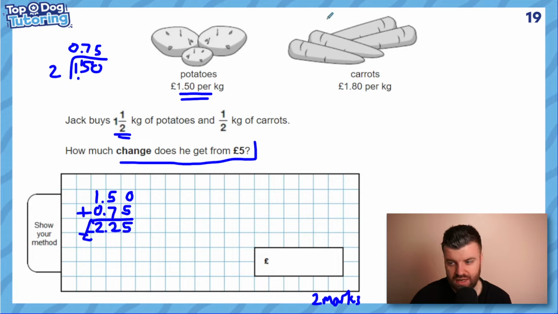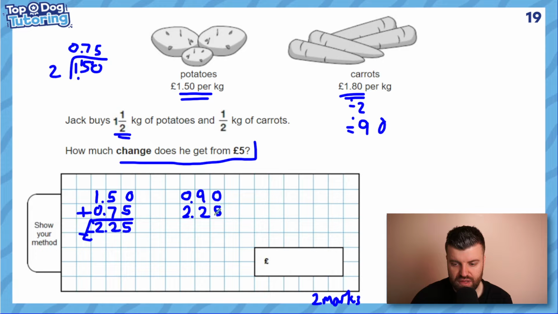Well, we didn't. Jack did. Half a kilogram of carrots. We simply have to halve the cost per kilogram. So 1 kilogram is £1.80. Half of that is going to be 90. So we have 90p. Or, as I'd like to write it so it stays in pounds, £0.90. We're going to add that to the potatoes. We get £2.25. And altogether, Jack spent £3.15 on his veg.